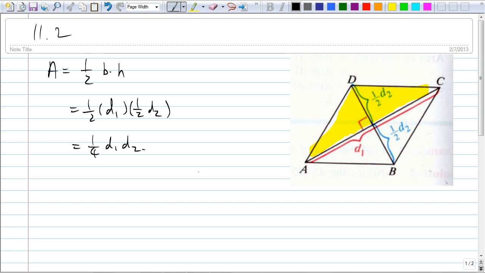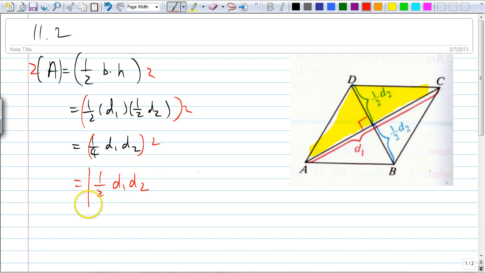Wait a minute. That's not what we wanted. Why do we get 1/4 of it? Yeah, there are 2 of them. Guess what you have to do? Multiply by 2, right? Does that make sense? Because we're not talking about just half of this triangle, we're talking about this whole thing, which is a rhombus. What do you get? 1/2 of D1 D2. Okay, that's the reason why this works.